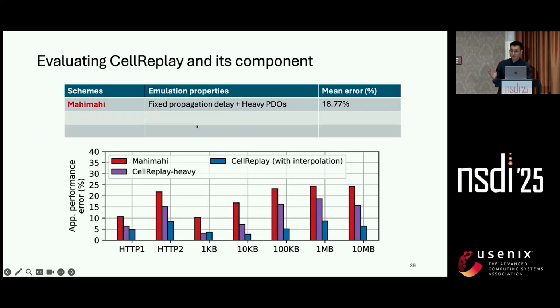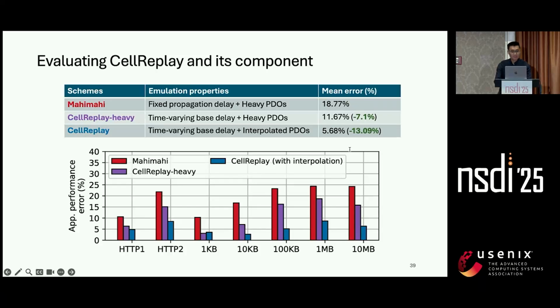This is the overview of the results of CellReplay accuracy and its variants when replicating web browsing performance in HTTP1, HTTP2, and downloading files with different sizes. Mahi-Mahi used a fixed propagation delay and heavy PDOs, and the mean error here is 18.77%. If we add the time-varying base delay into Mahi-Mahi, or what we call CellReplay heavy, it brings down the error to 16.76%. If we further add the PDO interpolation, as we've done in our full CellReplay system, we managed to bring the error down further to only 5.68%.